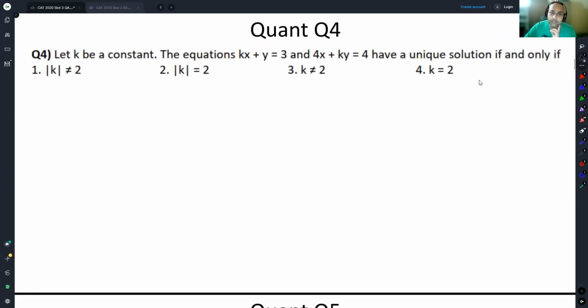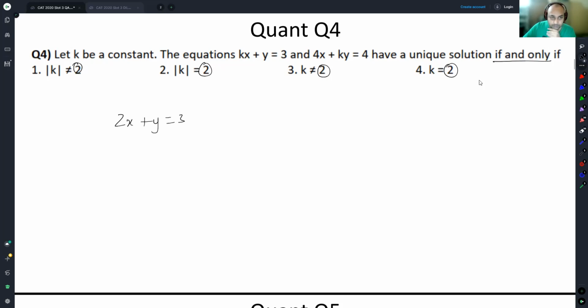Let k be a constant. The equation kx plus y is equal to 3 and 4x plus ky is equal to 4 have a unique solution if and only if. Love this phrase. Okay. Thing that you can notice here is all the options have 2 in them. So just plug in 2 and see if it works.